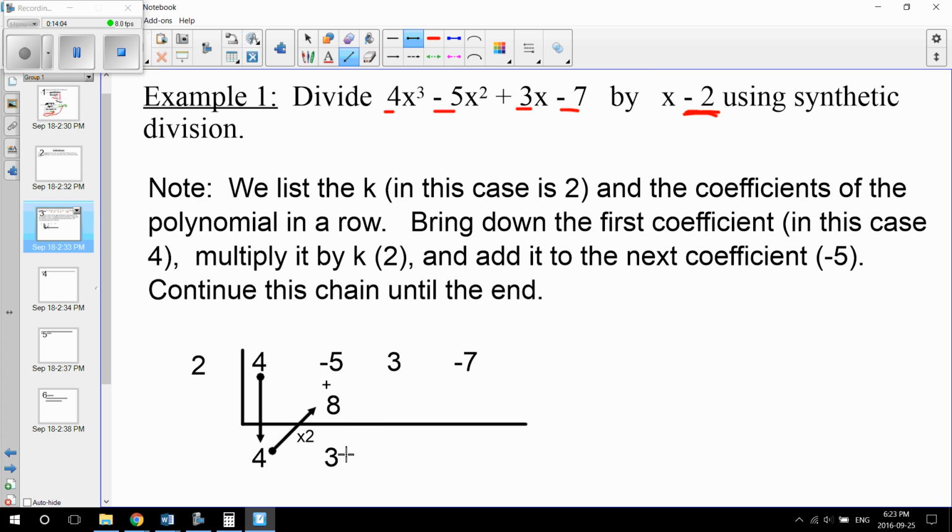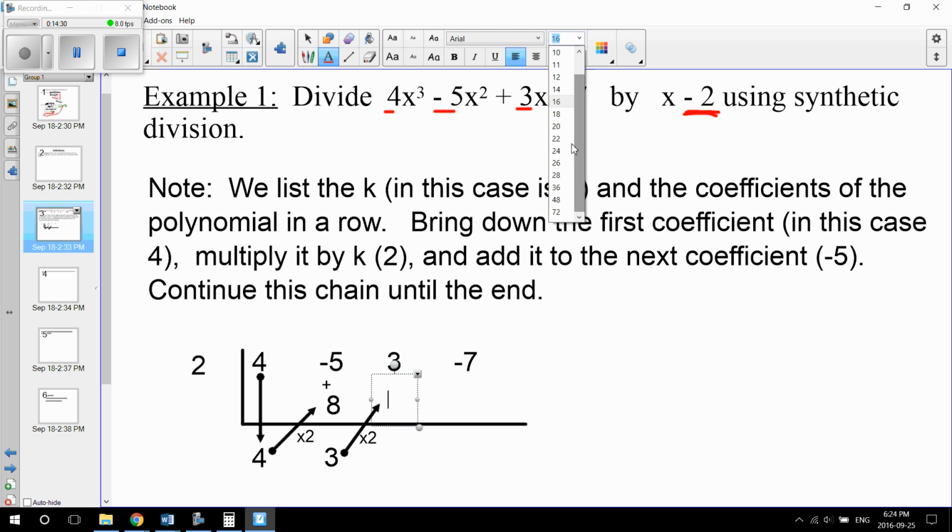We're taking this number, we're multiplying it by the k value. So we're multiplying it by 2. So we're doing 2 times this 3. Gives us this next number here. So 2 times 3 is 6. And again, we're adding those two numbers together in this column. So 3 plus 6 gives us our next number and our answer at the bottom, which in this case is 9.